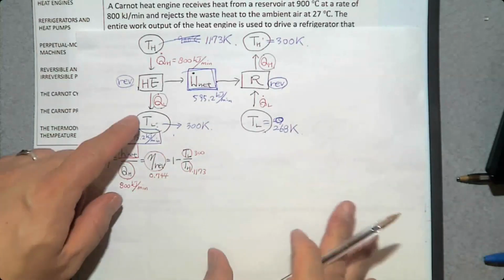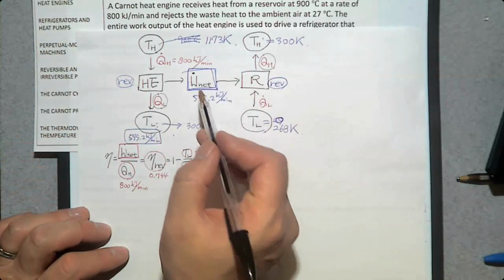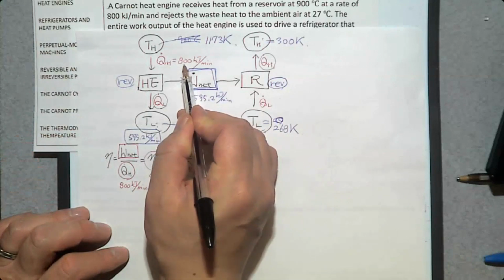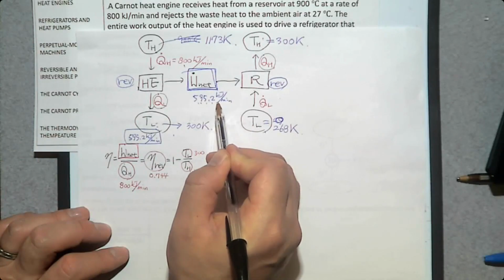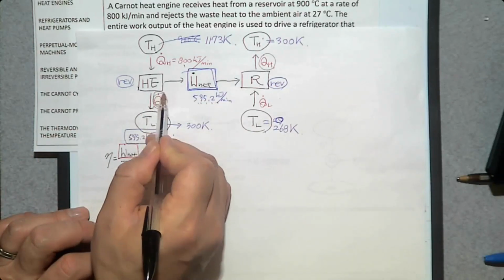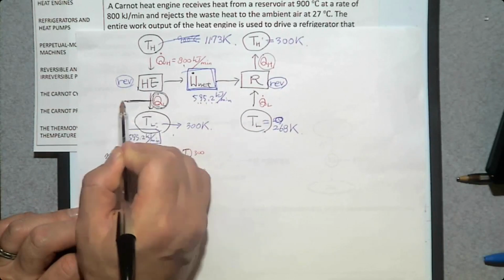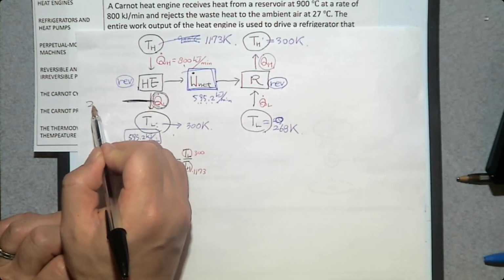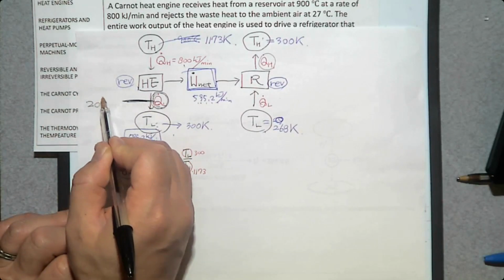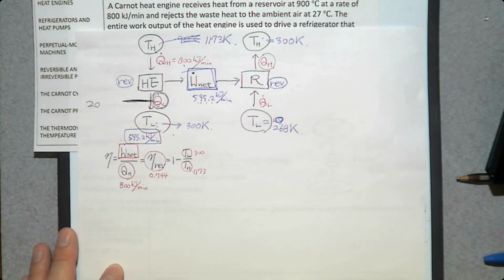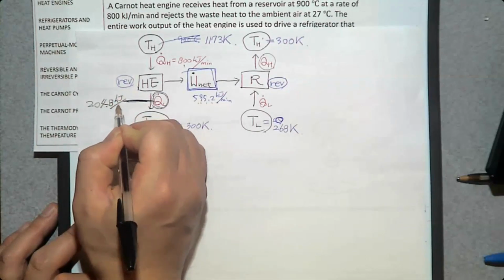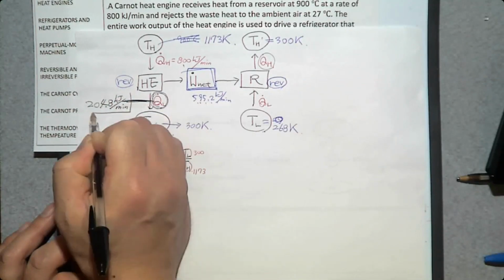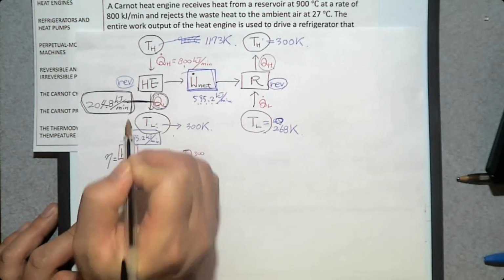Then what is the heat rejection from this heat engine? 800 minus 595.2. So the heat rejection, this one, is going to be 204.8 kilojoule per minute. So that's the heat rejection from this heat engine.